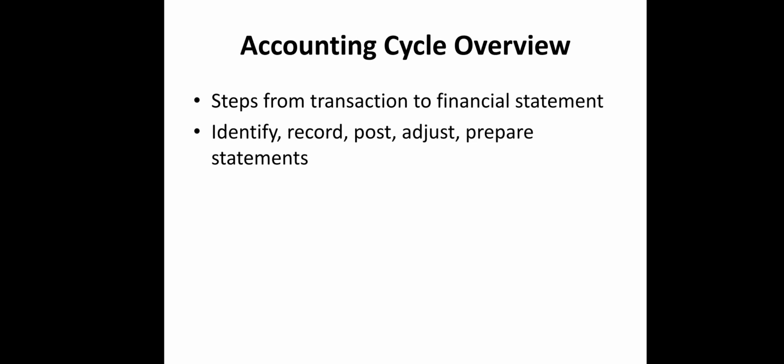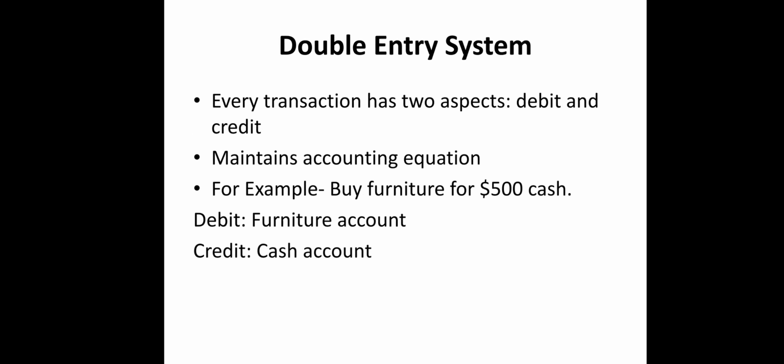So the accounting cycle overview. The accounting cycle overview outlines how financial data is handled. It identifies the transaction, records it in the journal, posts to the ledger, adjusts for accuracy, and prepares the financial statements. This process ensures nothing is missed and everything is documented.